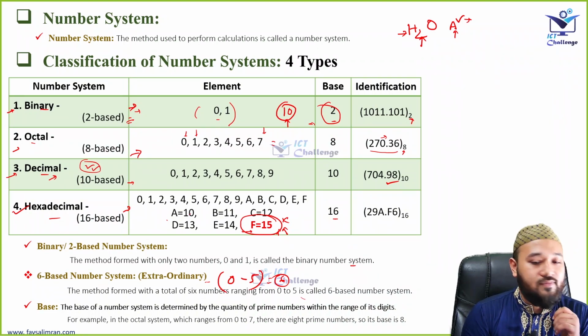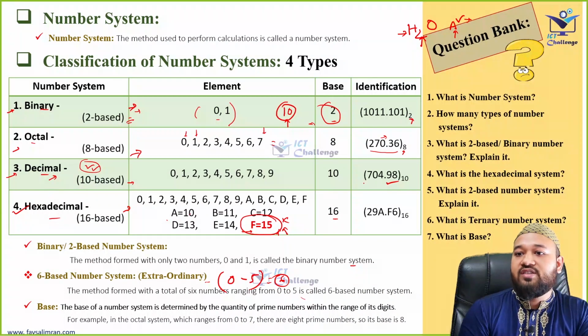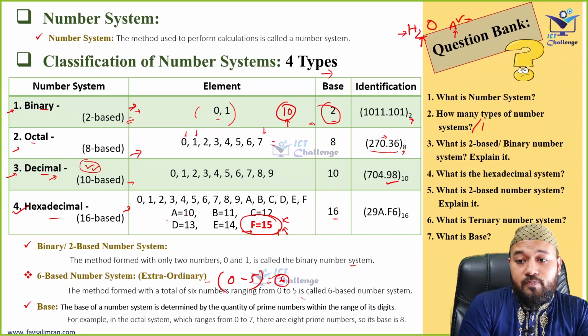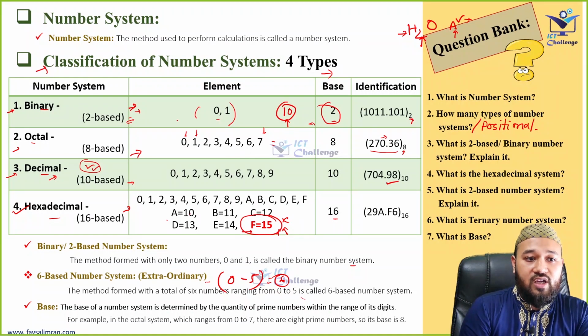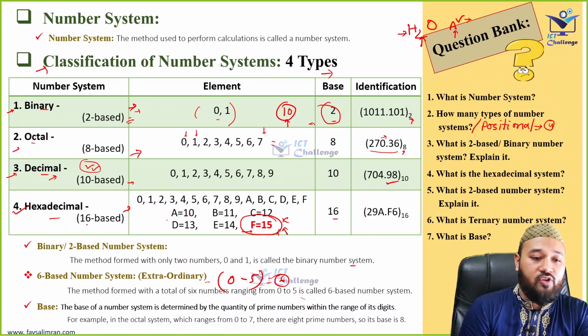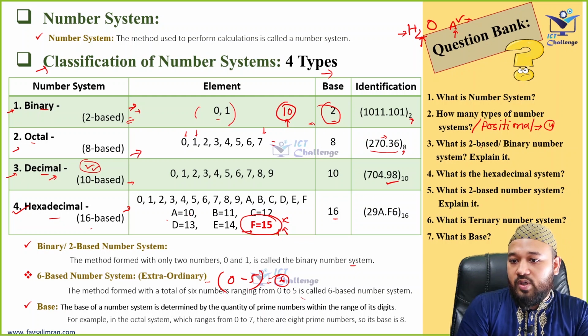Okay, we have to understand some questions. What is a number system? The method by which we perform calculation is called a number system. How many types of number systems are there? We already know that: there are 4 types of number systems. How many types of positional number systems are there? Positional number systems also means these number systems, because all of them have positions. All of the number systems have positions. That means there are 4 types of positional number systems and 4 types of number systems; they are the same. Okay, what is the 2-based or binary number system? Explain it. We already explained it.